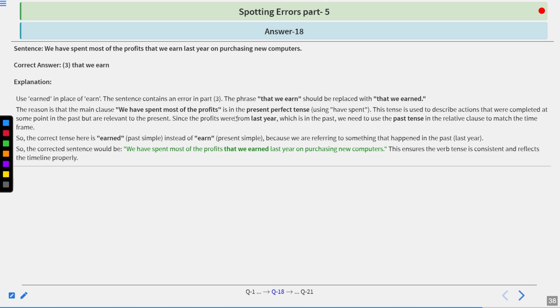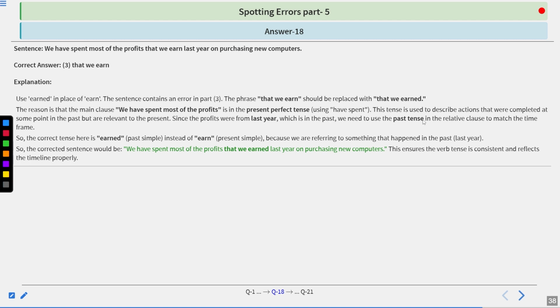The reason is that the main clause, we have spent most of the profit, is in the present perfect tense, using have spent. This tense is used to describe actions that were completed at some point in the past but are relevant to the present. Since the profits were from last year, which is in the past, we need to use the past tense in the relative clause to match the time frame. So the correct tense here is earned instead of earn, present simple, because we are referring to something that happened in the past, last year.